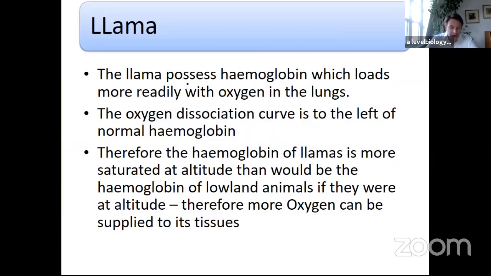Right. So the llamas possess hemoglobin which loads oxygen more readily with oxygen in the lungs than the lowland animals. The curve is to the left. Therefore, the hemoglobin of llamas is more saturated at altitude than would be the hemoglobin of the lowland animals if they were at altitude. And the advantage to the llama of this is that more oxygen can be supplied to the tissue of the llama because it's got this different hemoglobin with a greater affinity for oxygen.